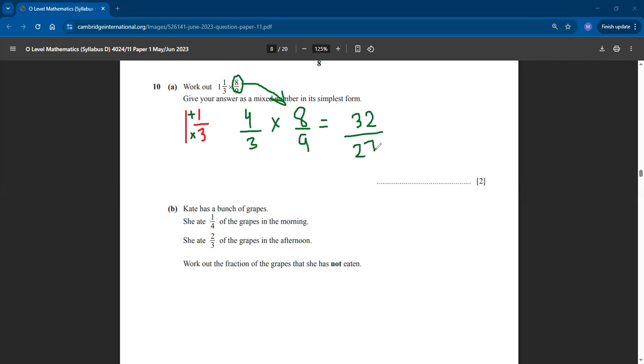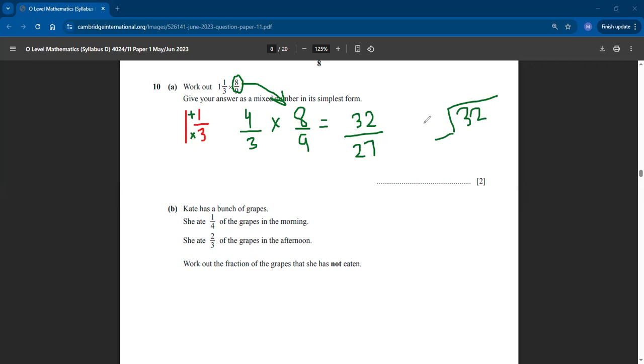Now we need to represent this in terms of a mixed number. So 32 divided by 27. Why are we representing this in terms of a mixed number? Because this is an improper fraction. What is an improper fraction? An improper fraction is a fraction where the numerator is bigger than the denominator. That is referred to as an improper fraction.